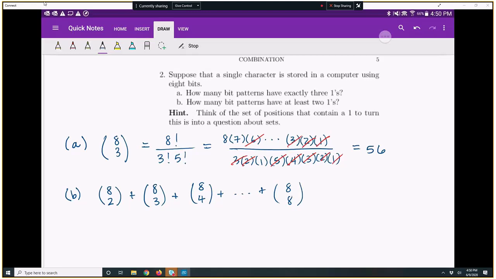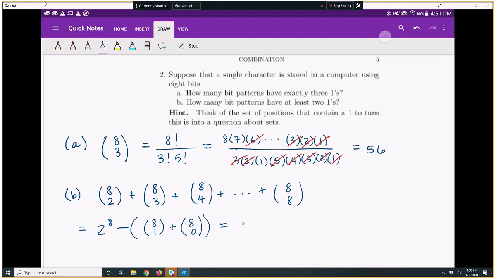Maybe a simpler way of thinking of it would be to say, well, let's take the total number of bit patterns, which should be 2 to the power 8, because I have either 0 or 1, that's where the 2 comes from, and since it's 8 bits, that's why I have 2 to the power 8. And then just subtract 8 choose 1, those that have 1 one. And I'm also going to subtract those that have no ones. So that's just probably a quicker way.